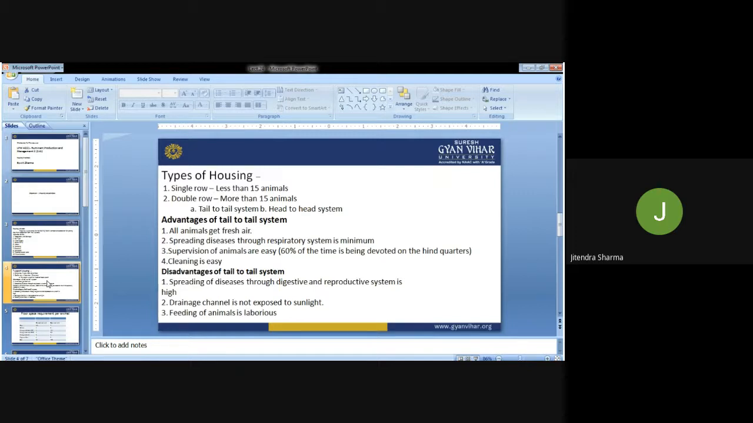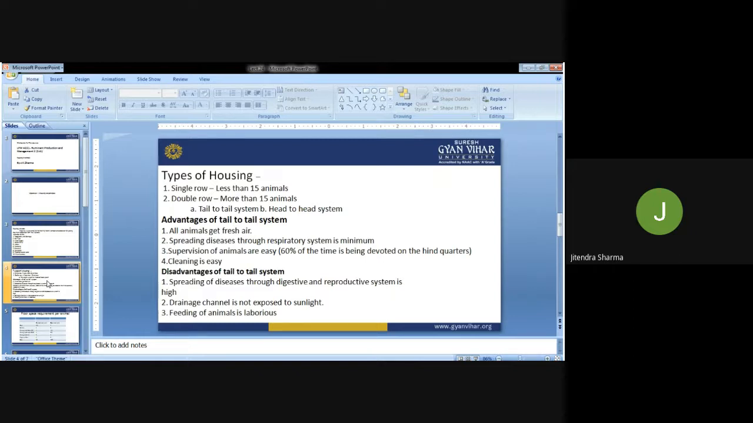We are removing the waste, although we keep everything on time, but even then the dung and the urine are there, and it is not exposed to the sunlight. That's why the microbial population is very high in between if we have a tail-to-tail system. Then for feeding, of course, we have to feed the animals on both sides, so we require many more man hours for feeding the animals. So these are the disadvantages.